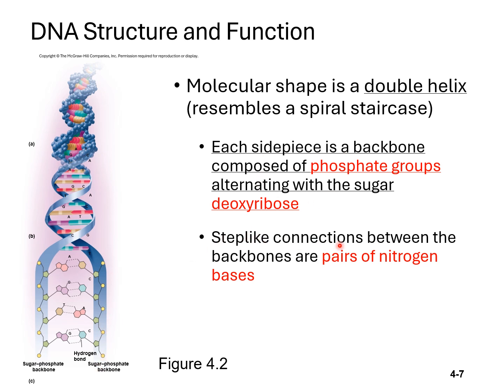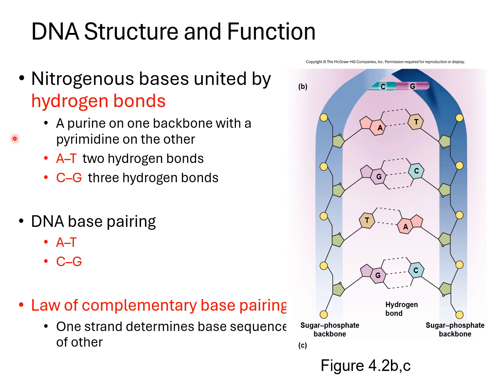The step-like connections in the middle are going to be pairs of the nitrogenous bases. So G to C or C to G, and A to T or T to A, depending on which one comes first. Those bases are going to be held together by a hydrogen bond. If you look at this, the A to T are only held together by a double hydrogen bond, and C to G has 3 single hydrogen bonds.